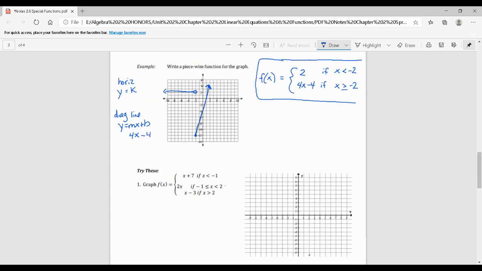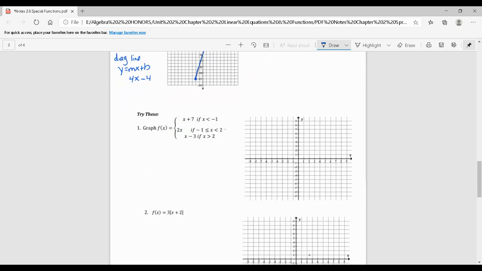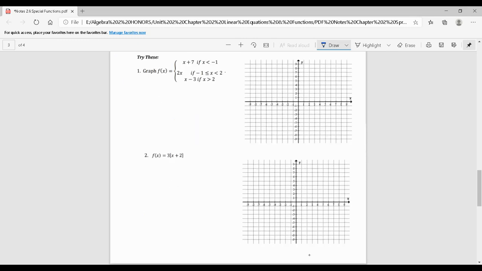Okay? So then we have a few practice problems. I want you to practice graphing this piecewise function. Notice there are 3 pieces. The good news is all 3 are linear. So you should have 3 portions of lines. The second example is a greatest integer function. Remember using that parent graph and then use your transformations. Stretch of 3 and left 2.